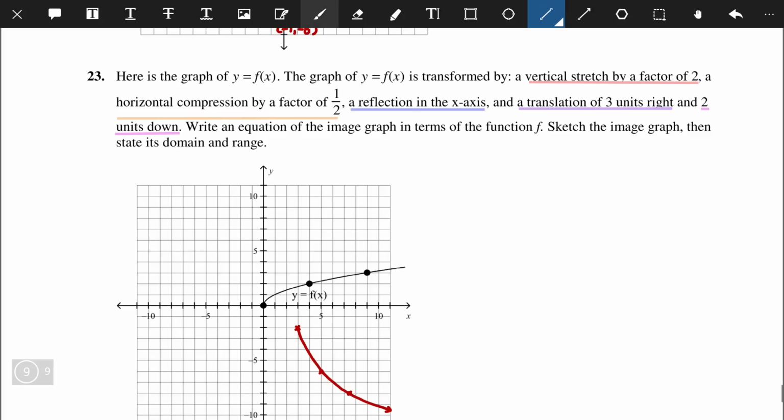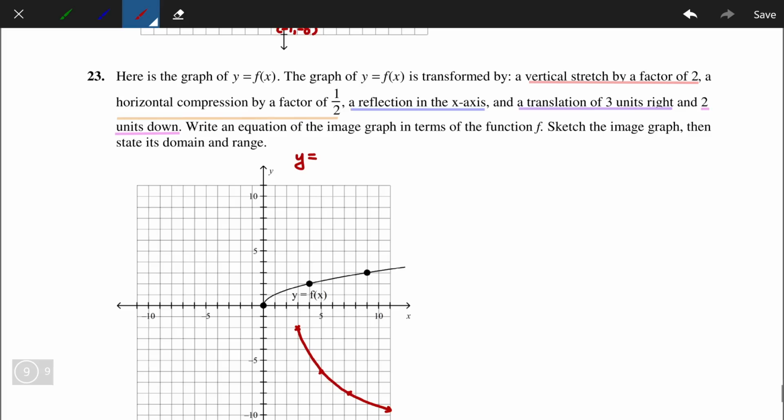All right, so let's write an equation. So we have y equals 2. Let's talk about the reflection first. The reflection will cause there to be a negative sign in front of the a, and the value of a is actually going to be 2. Okay, let's try this again.